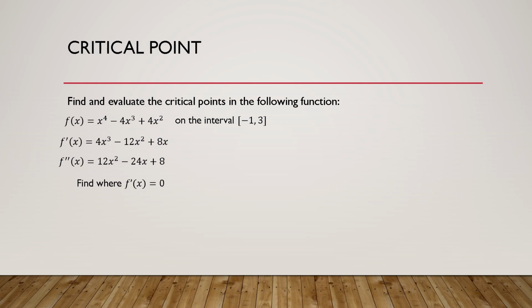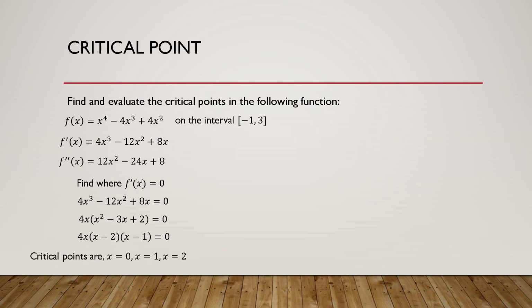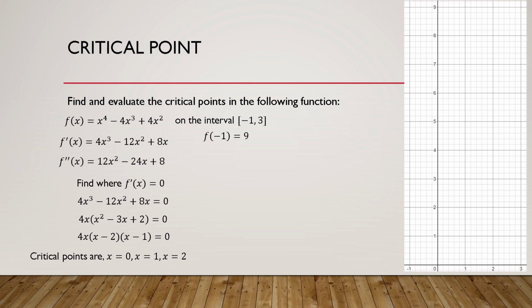Next, we find where the first derivative equals 0. If we set 4x cubed minus 12x squared plus 8x equal to 0, we can factor, getting 4x times the quantity x minus 2 times the quantity x minus 1. This means the critical points exist at x equals 0, 1, and 2. If we evaluate f at each of these points and at the boundaries of the domain, f of -1 equals 9, f of 0 equals 0, f of 1 equals 1, f of 2 equals 0, and f of 3 equals 9.